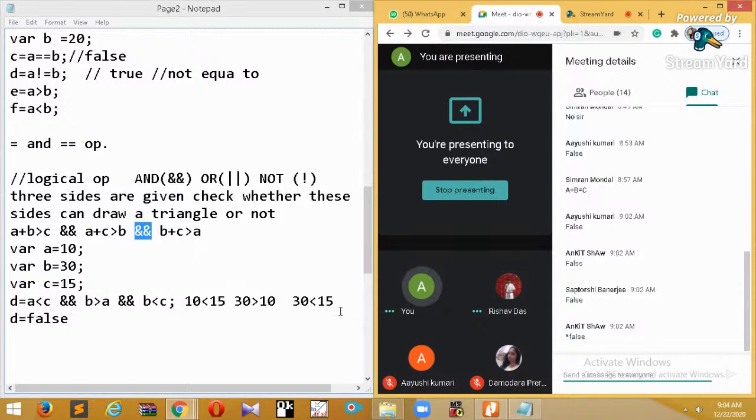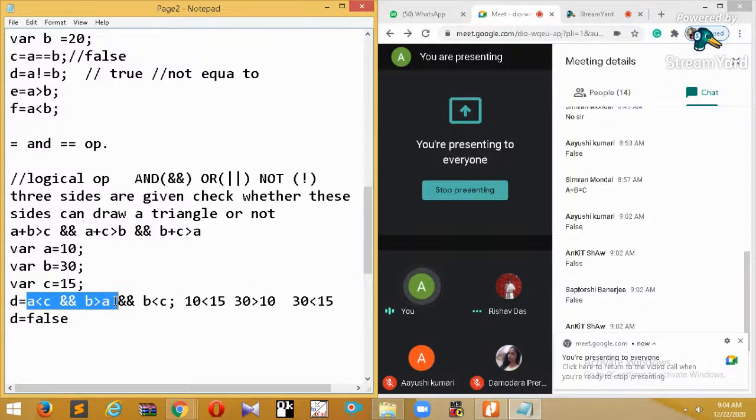It is false because here I have combined all the conditions. You are telling that two conditions are true and one is false, and because of that everything goes false. Yes, because I am using the AND operation.